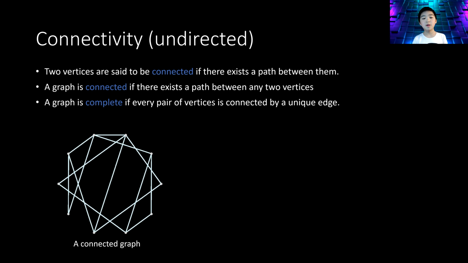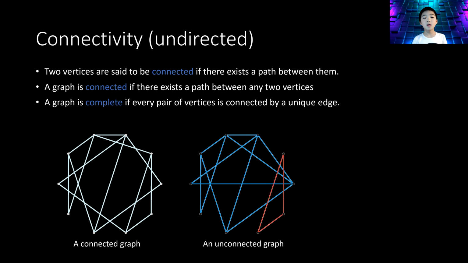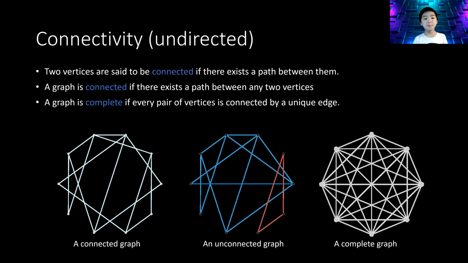Here's what a connected graph looks like. As you can see, there's a path between any two vertices in the graph. But an unconnected graph, on the other hand, doesn't always have a path between every pair of vertices. The vertices with orange edges aren't connected to the rest of the graph. If we take a look at a complete graph, we can see that every vertex has a unique edge to everyone else.